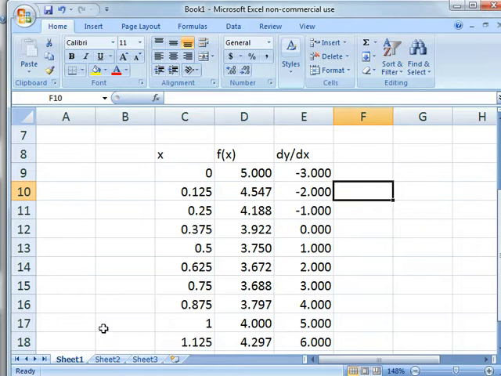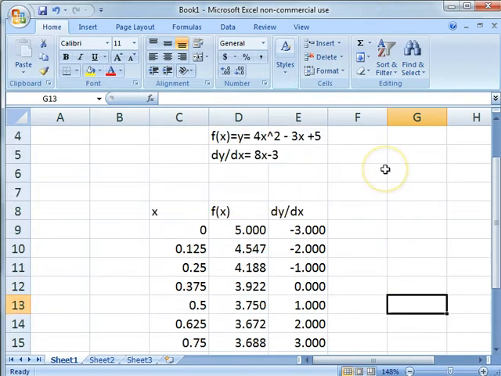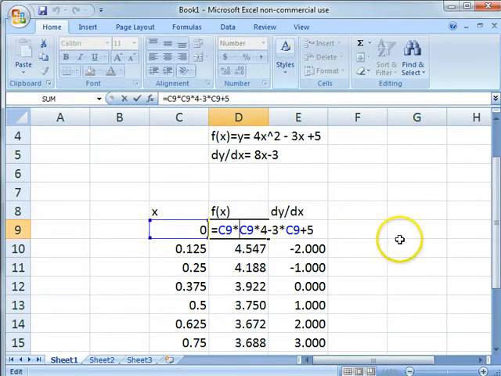In this case, we're going to discuss how to compute a numerical derivative. And for that purpose, I have created here an example in which our function of x is y equals 4 times x squared minus 3 times x plus 5. And from your calculus classes, we know that the derivative of y with respect to x would be 8 times x minus 3. So we can find the value of that derivative.